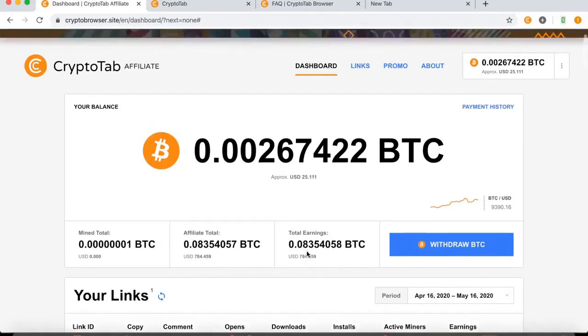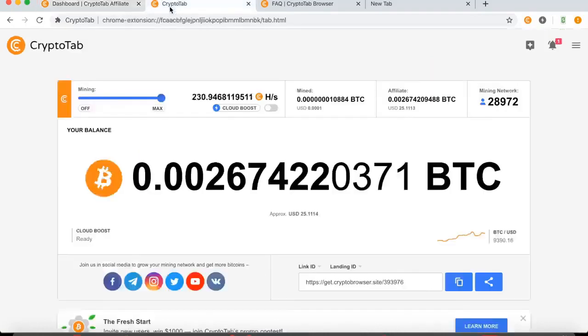Now, you may be wondering, how do you earn Bitcoins on your computer? How do you mine them? And it's actually very simple. So when you get onto the browser, you have to download a browser that is specific for CryptoTab, and it's just called the CryptoTab Browser, and you're going to be brought onto this screen after you download it.